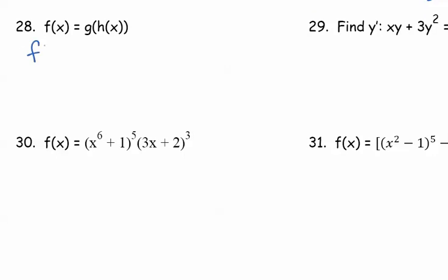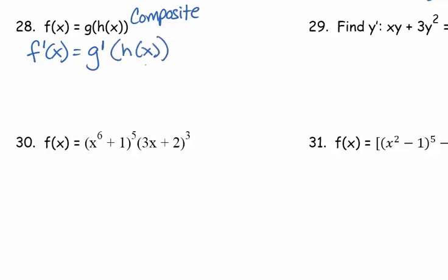28 is our very definition or rule for chain rule. This is a composite function when one function is nested inside another. So what we've been doing with the chain rule, we do the derivative of the outer function, we leave the inner function alone, and then we do the chain rule on the inner function. So that you should recognize as the chain rule.